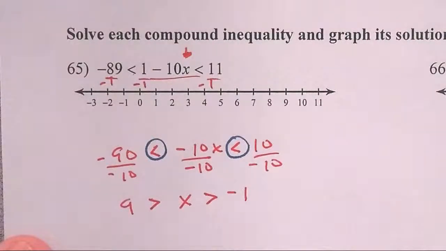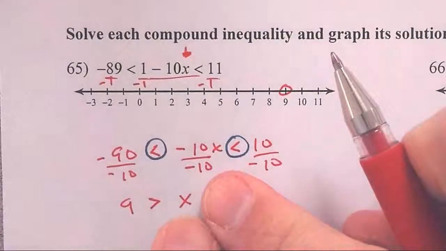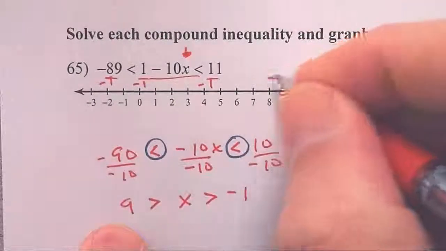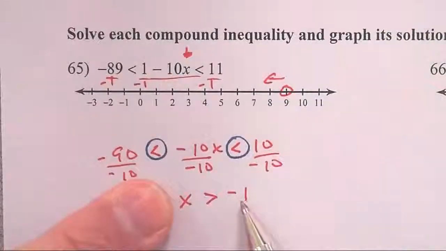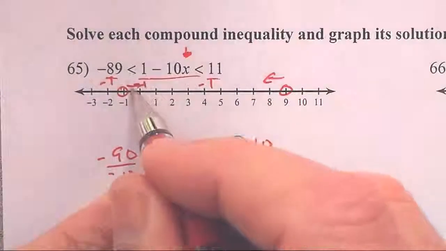Let's take a look on our number line. I want a 9, and I want it circled. And I want 9 to be bigger than my x's, or if I read it backwards, x's to be smaller than my 9. That way. I want a -1. I want it circled. And I want x's that are bigger.